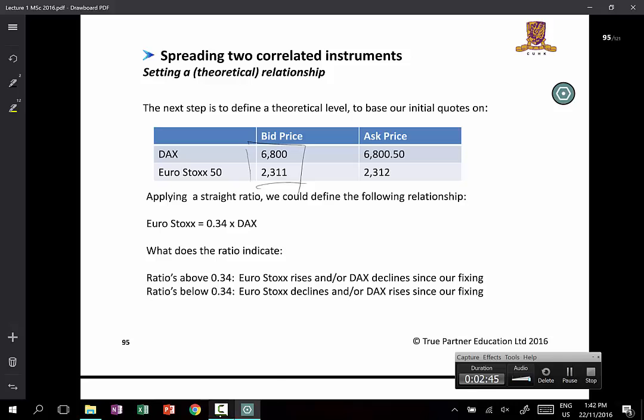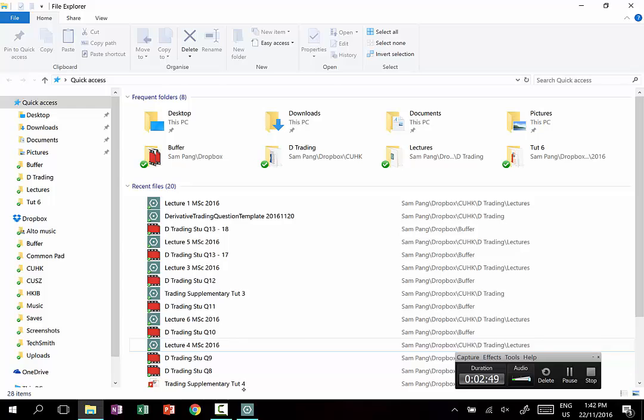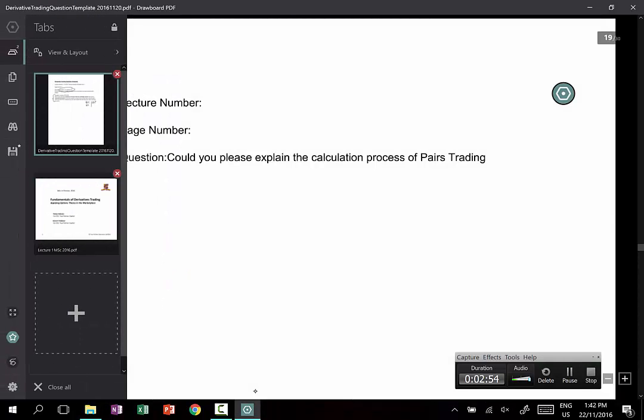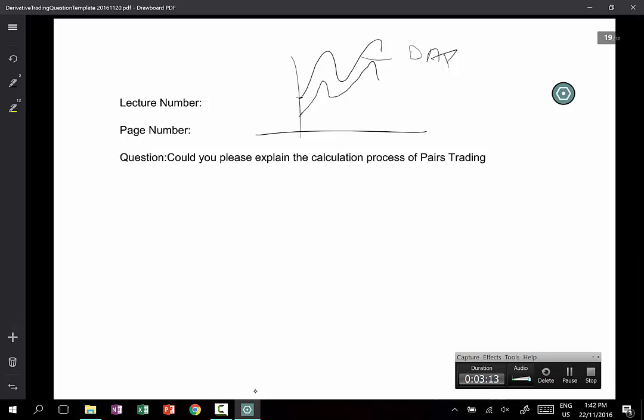So therefore, what you're saying is that every time the DAX is moving, if you multiply the DAX value by 0.34, you should get the value for the Euro Stoxx. Now that's the theory. Whether you agree with it or not, that's a different matter. But let's just say it is true.